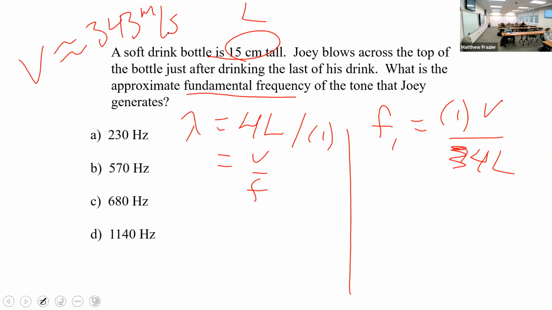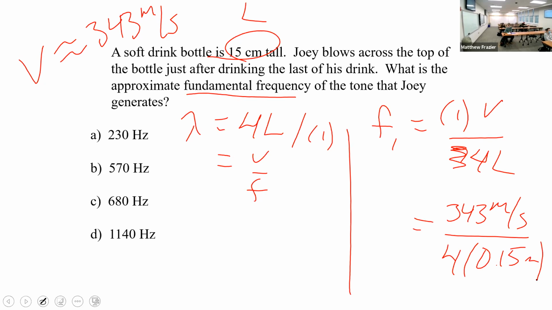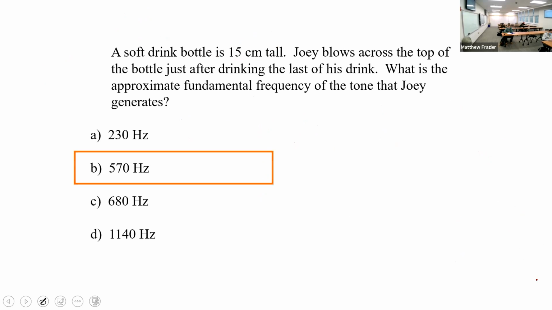So what we have here is 343 meters per second divided by 4 times 0.15 meters. The meters will cancel, we'll be left with 1 per second, which is hertz. So that's good. We have 343 divided by 0.6. So it's going to be in the range of 570 or 680. And it ends up being 570.